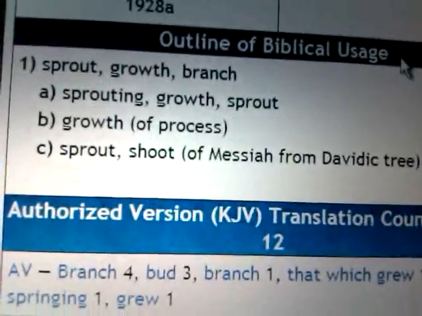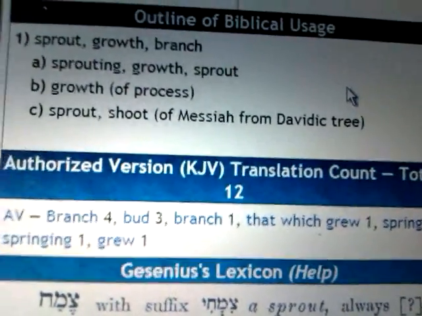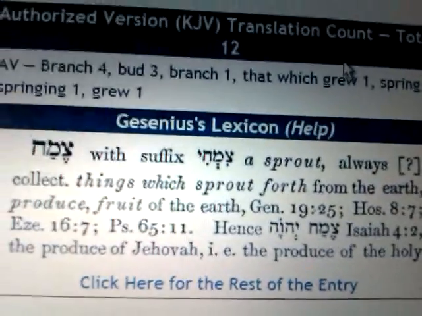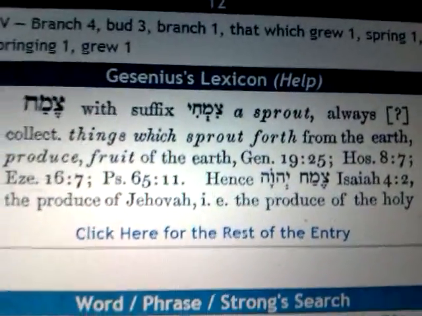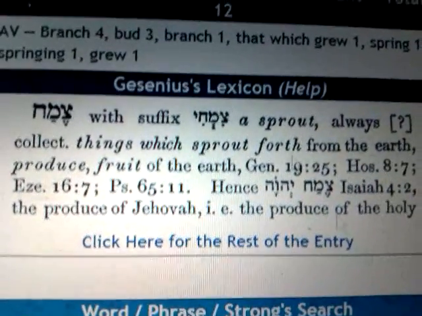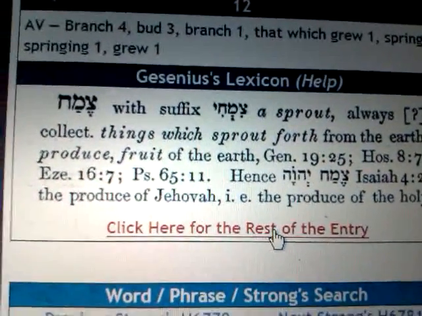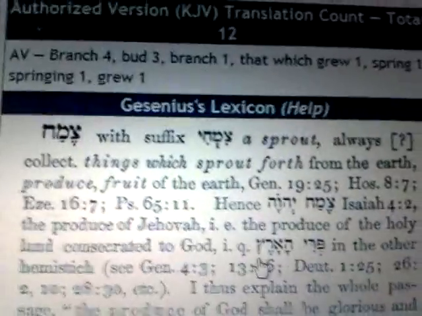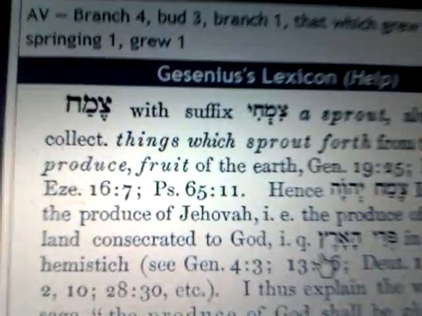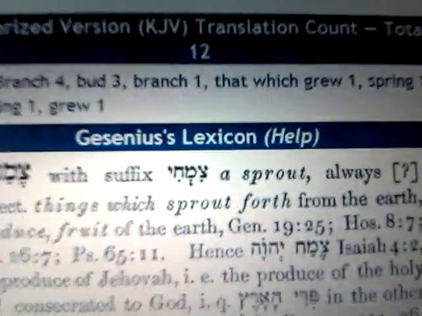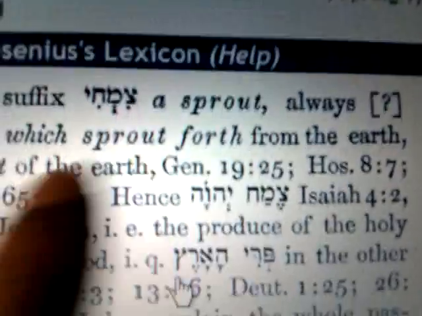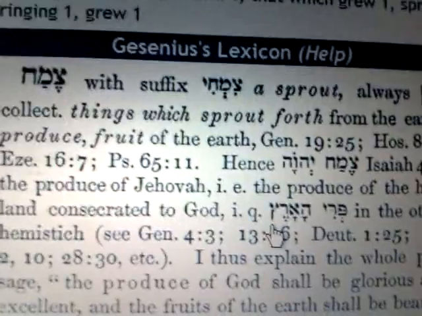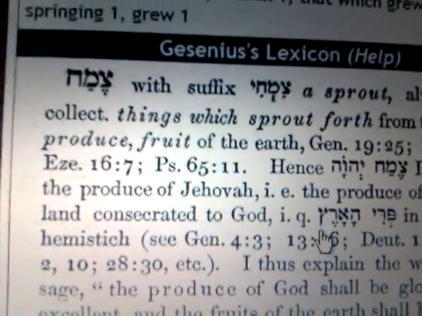And we find the roots now of that Davidic tree to be transplanted and planted within Ethiopia. But this is a very important link right here. This is a very important link. And I think they even, when we expand this meaning here, this reference here, click here for the rest of the entry. So we're going to click here where, speaking of the Tzemach, a sprout, always collect things which sprout forward. They have a little question mark because there was still some questions they had concerning it, because a lot of this was produced before the revelation of Rastafari. You understand? But there's a foreshadowing of Rastafari and of Kedemawi Haile Selassie.